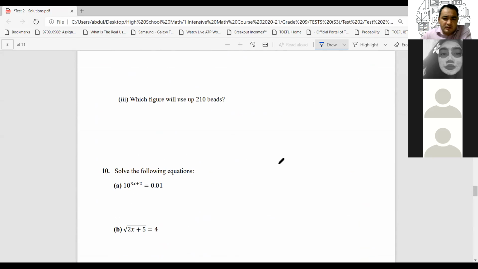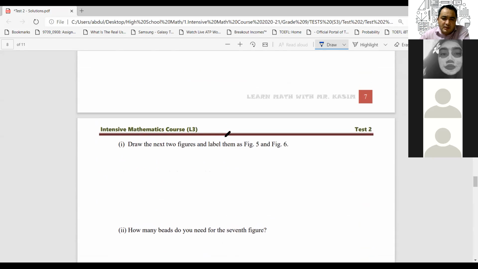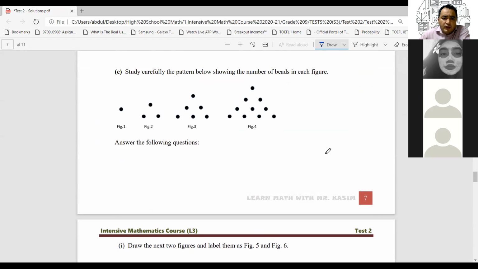Of course. Actually, I can ask here, how about not 210, how about 5050, for example? At the time, you cannot answer the question using that. You can answer, of course, but it takes maybe a few days. Anyway, in this question, study carefully the pattern below, showing the number of beads in each figure. It's a kind of problem related to number sequences, right? In this kind of question, the idea is we need to find a formula for a general term. How do you find this?